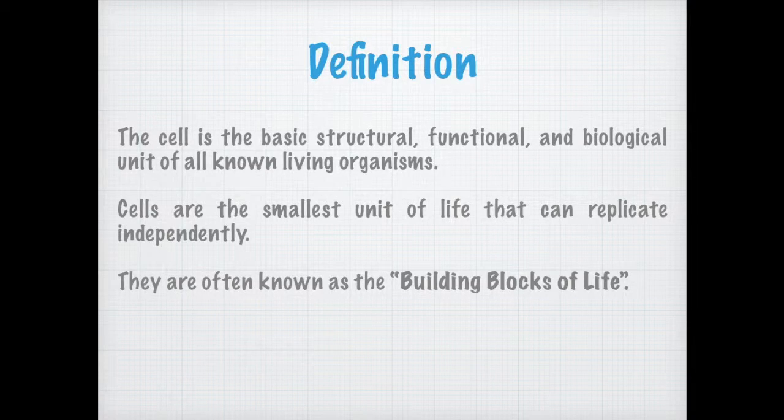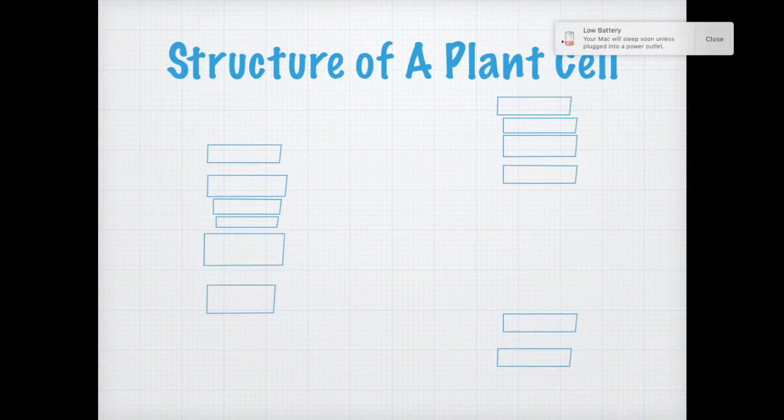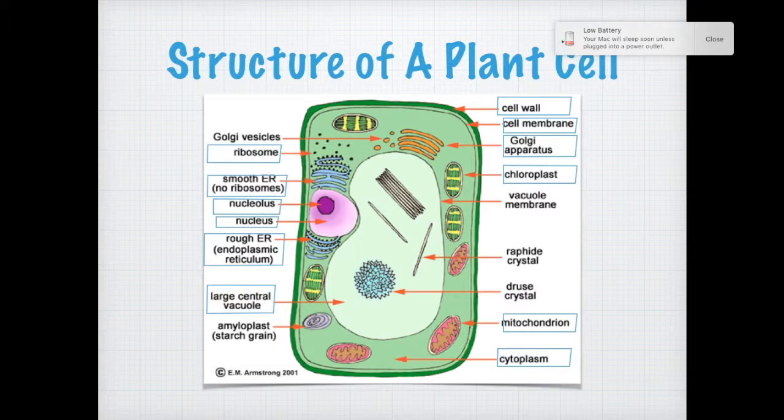Okay, let's move on to the structure of a plant cell. So this is the structure of a plant cell. For now, just know the names of the ones that I have drawn a square around. You don't really need to know the functions yet. I'm going to tell you the functions in this video and in the next video, but for now just learn the names and the positions of the ones I have drawn a square around.